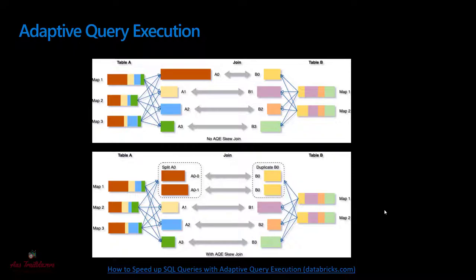In this case, adaptive query execution, with the feature it has for handling partition skew, splits this large partition into smaller sub-partitions of roughly similar size to the other partitions. As you can see in the image on the bottom, this A0 partition has been split into 0 and 1 as sub-partitions of A0. And there will be multiple tasks processing these sub-partitions. That way, the overall duration of execution of the stage will be minimized. This is what it does by handling a skewed partition.